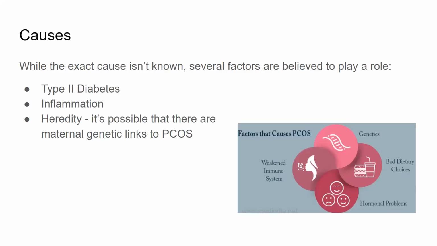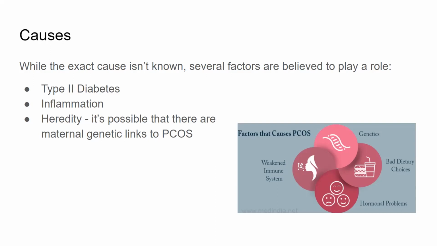The exact cause for polycystic ovary syndrome isn't known, unfortunately, but there are several factors that are believed to play a role. The first of these would be type 2 diabetes, which is when the body forms a resistance to insulin. This causes blood sugar levels to rise, leading to an excessive production of insulin as the body combats the high sugar level and tries to regulate it. And this in turn leads to an excess androgen production, which causes the ovulation challenges.